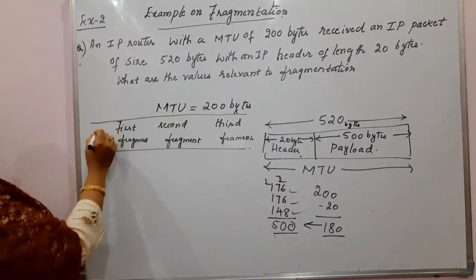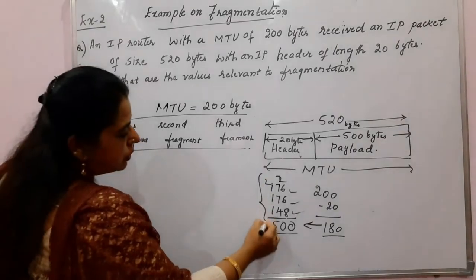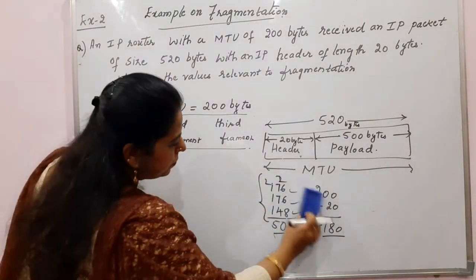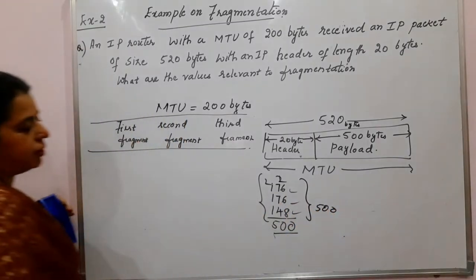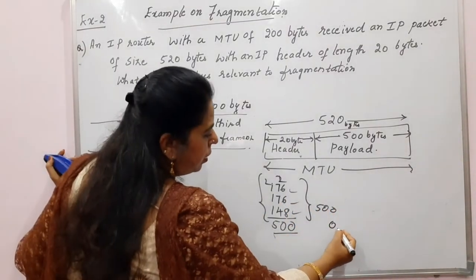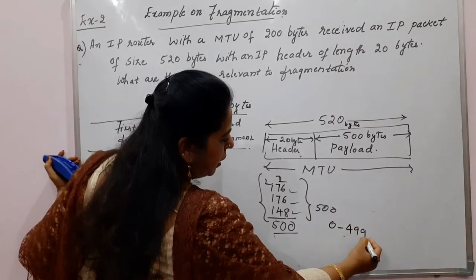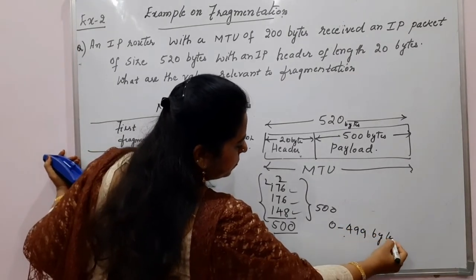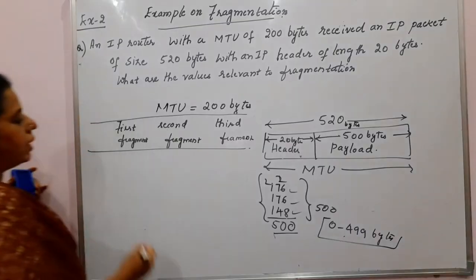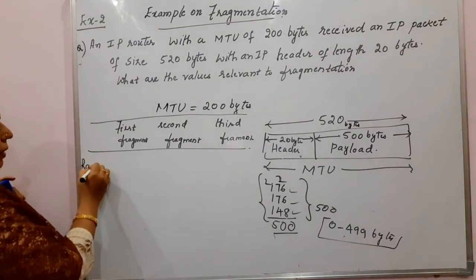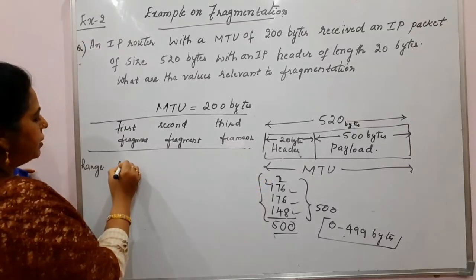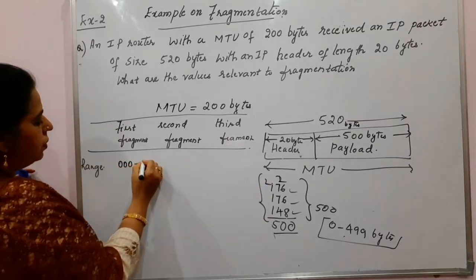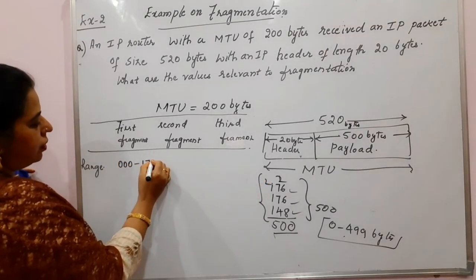So original IP datagram for all these three is how much? 500. For all these three it is 500. That means your original datagram will have 0 to 499 bytes as the range. Now start writing the range for the first fragment. For the first fragment, you are having only 176, so 0 to 175.